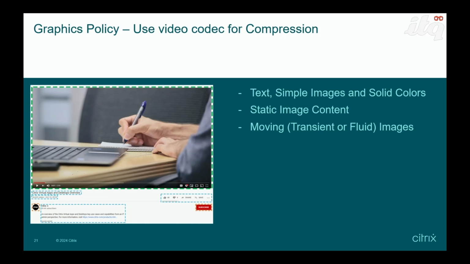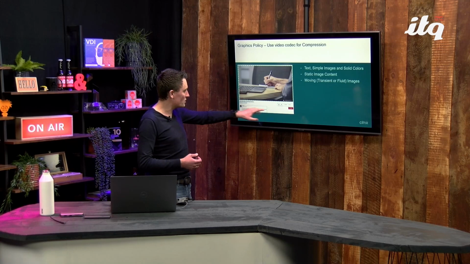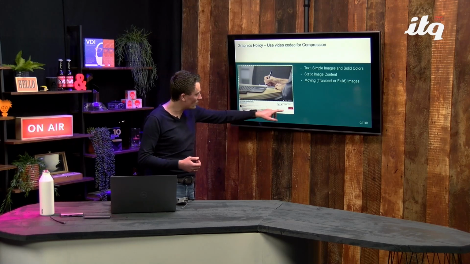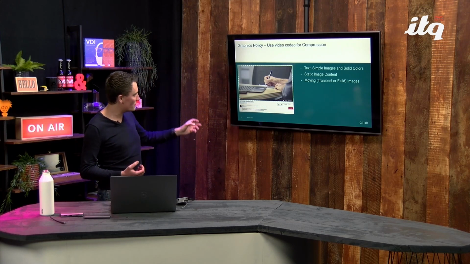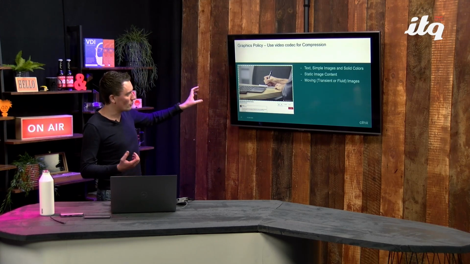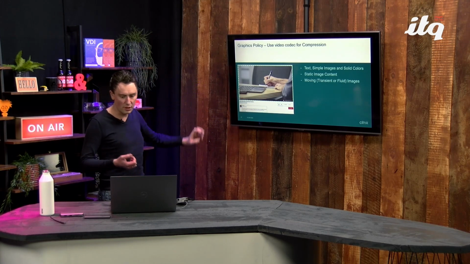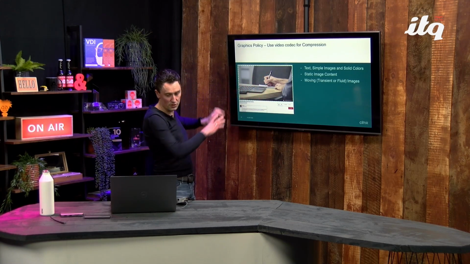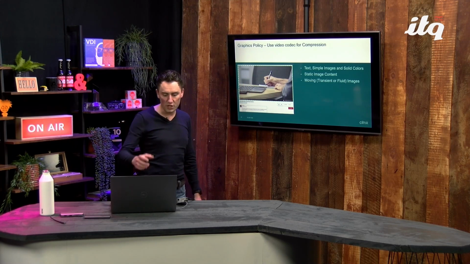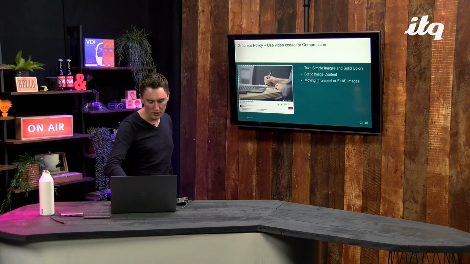We have static image content, which are the logos here, the old Citrix logo, the subscribe button. Those are static images. And then we have a moving, or what we call transient or fluid image, and that's the actual YouTube video. So these are the different segments. And I'll tell you which policy actually does what kind of compression to these elements.